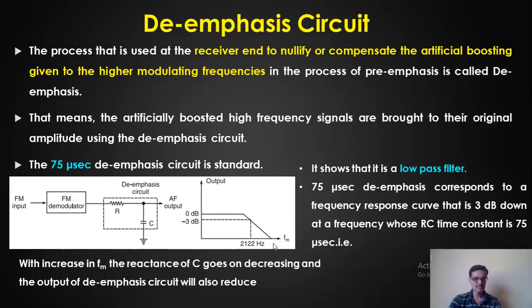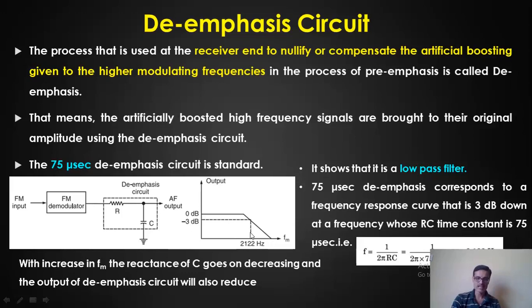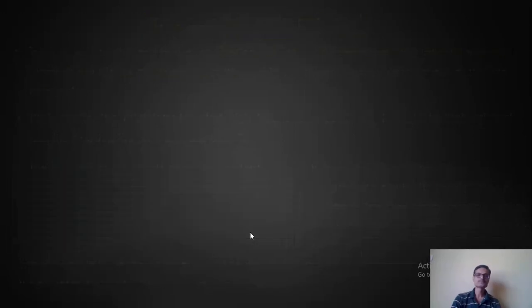So we designed this RC filter for 2122 hertz, keeping that 75 microseconds as the time constant, using the 1 by 2 pi RC formula. We will get this particular response for a low pass filter. This is the typical response of a low pass filter, right? So we have to decrease the amplitude by 3 dB over here. So this is the de-emphasis circuit. Now, this is again the same formula I have shown here.